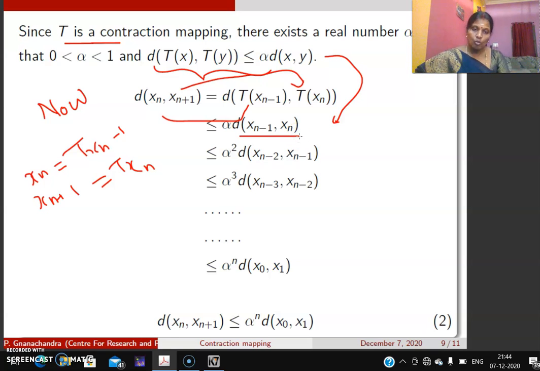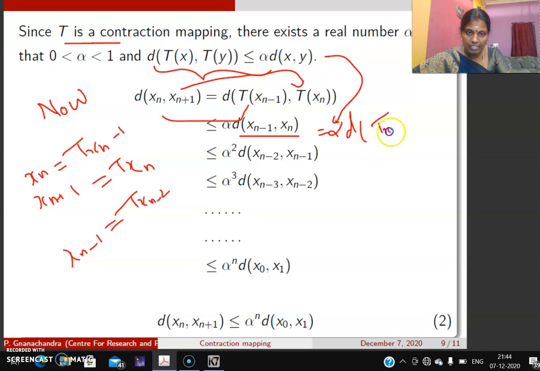That's all. Next we apply xn equals T(x_{n-1}). Therefore, x_{n-1} equals T(x_{n-2}), and we apply this one. We get alpha times d(xn, ...) where instead of x_{n-1} we have substituted T(x_{n-2}), and xn is T(x_{n-1}). Again we apply the definition of contraction, that is, this definition.